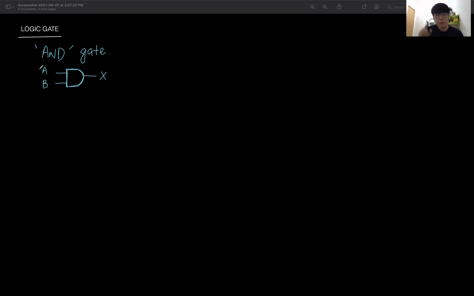Now we can have two inputs, three inputs, or many more. But in the SPM, we only study two inputs. No need to study three inputs, only two inputs here. Now for the AND gate, what is also important is the Boolean expression. What is this thing? The Boolean expression represents this gate. It's a formula, an expression that represents this gate. So the Boolean expression of this AND gate is A dot B equals X.